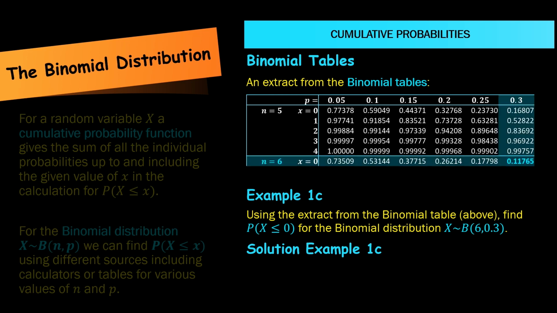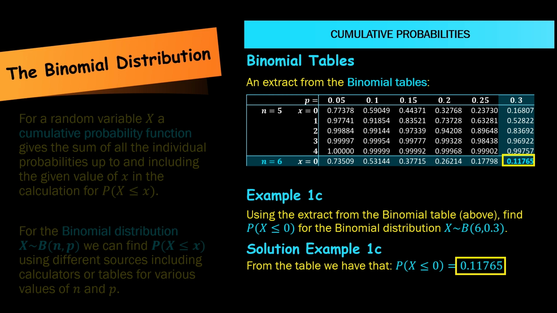Again, we've highlighted the relevant column, p equals 0.3, and the relevant row, r equals 0, and section n equals 6. So here's n equals 6 in our question, here's r equals 0, and here's p equals 0.3. So from the table, we have that the probability that x is less than or equal to 0 is 0.11765.